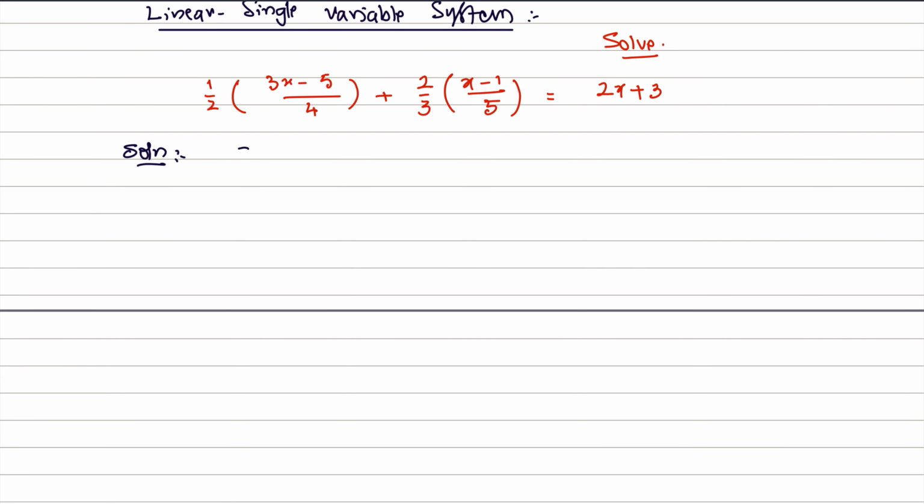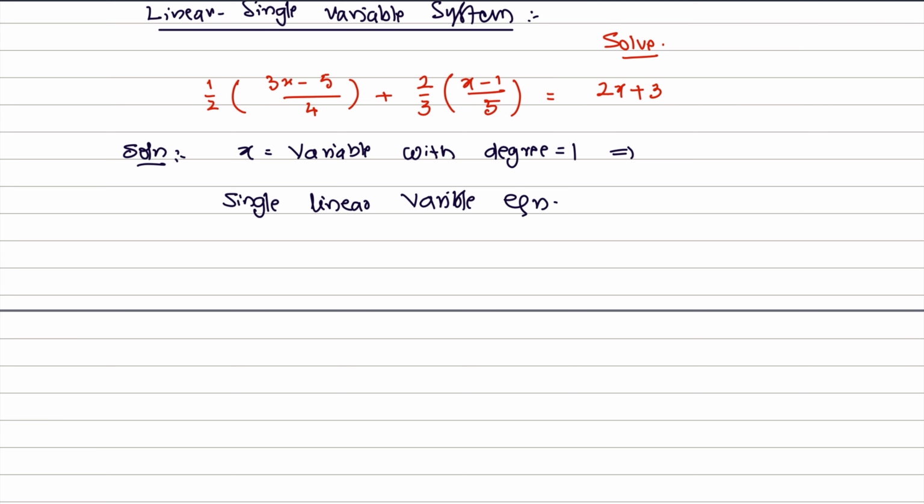x is the variable with degree 1, or power 1, which implies a single variable linear equation, because there is no other variable present in the equation. Let us write this way. Now let us try to solve. What I have told you is that first we have to segregate all the variables and constants.